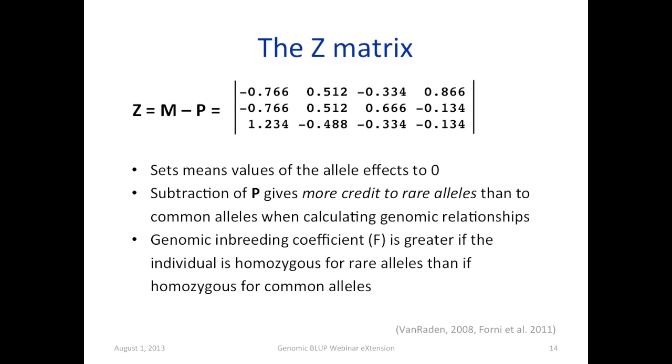The genomic inbreeding coefficient is greater if the individual is homozygous for rare alleles than if homozygous for common alleles. So we get a different inbreeding coefficient if we have rare alleles compared to common alleles.